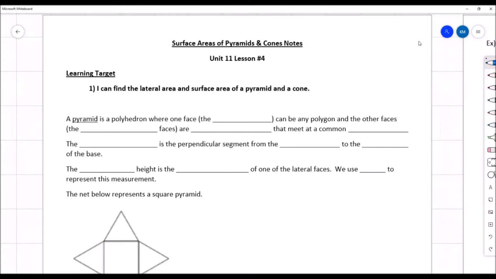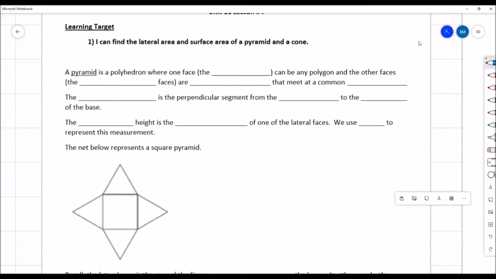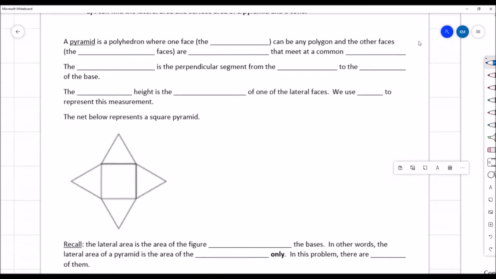Today we're looking at surface area of pyramids and cones. At the end of this video, you should be able to find the lateral area and surface area of a pyramid and a cone.